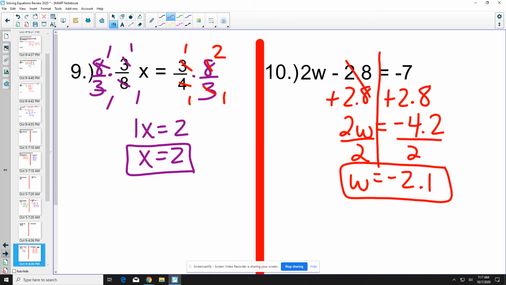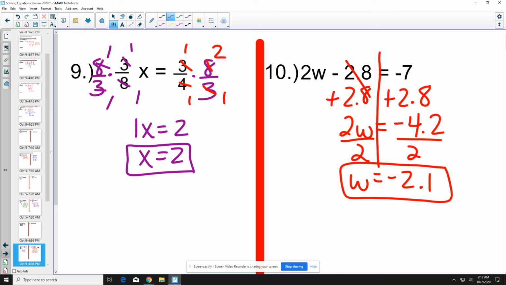All right, let's see how you did. So on number 9, when 3/8 and x are written close together, that means multiply. But we're not going to divide by 3/8 because we don't divide fractions, we multiply by the reciprocal. So your step was to multiply both sides by 8/3. When you do your cancellation, you should have x equals 2.